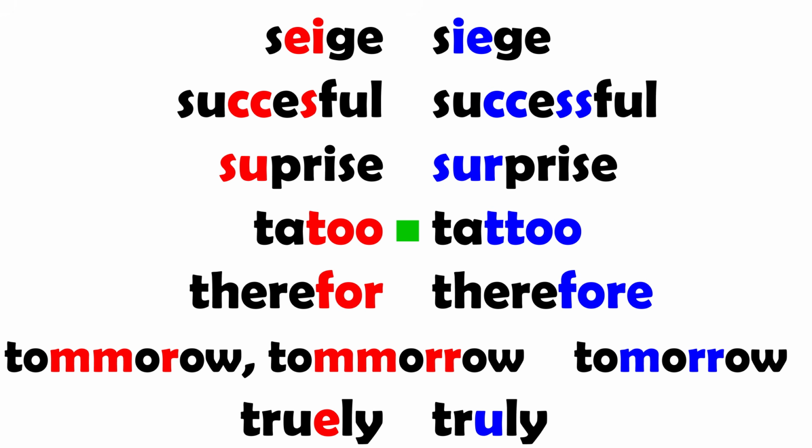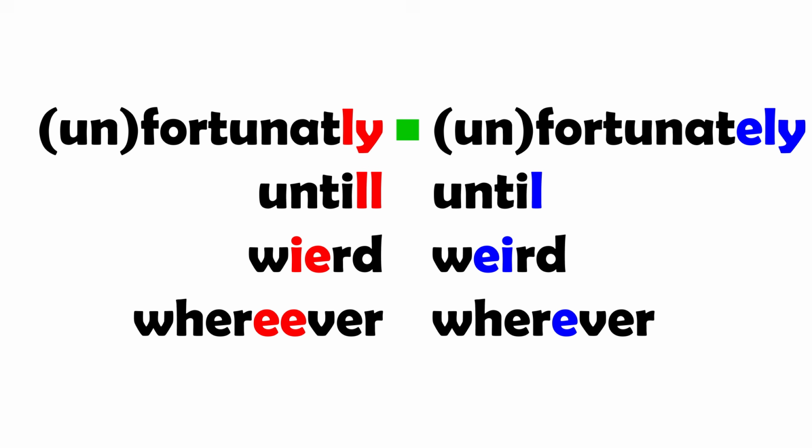Remember the R. Tattoo. Tattoo has 2 T's and 2 O's. Therefore. Therefore ends with F-O-R-E. Tomorrow. Tomorrow has 1 M but 2 R's. Truly. Never write E when you write truly. Fortunately. Fortunately ends with E-L-Y. Until. Until has 1 L at the end. Weird. Weird has E before I. Wherever. Wherever has 1 E in the middle.